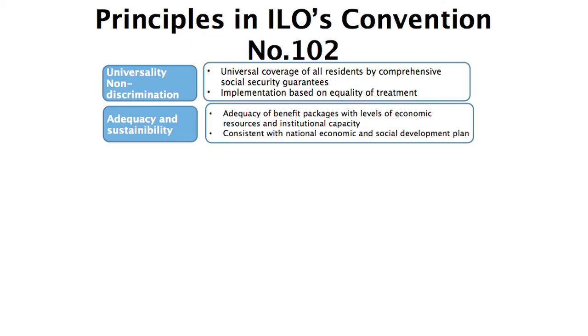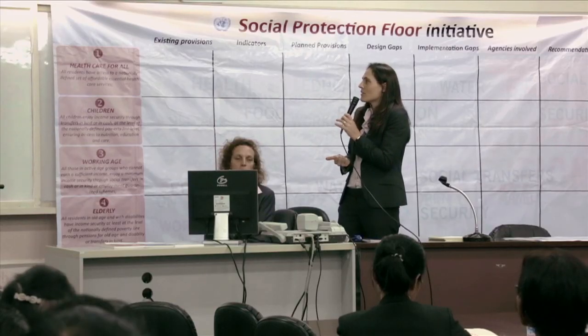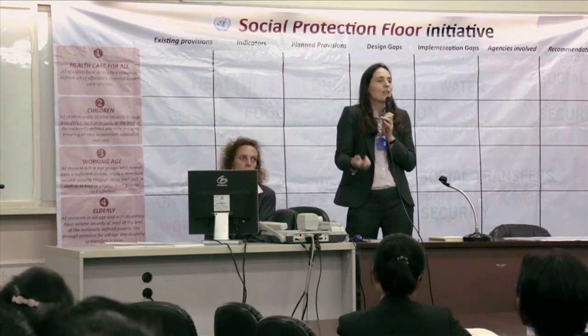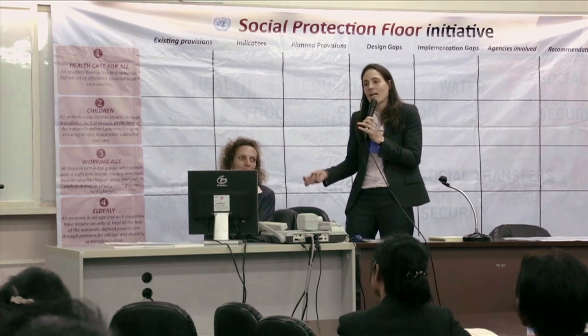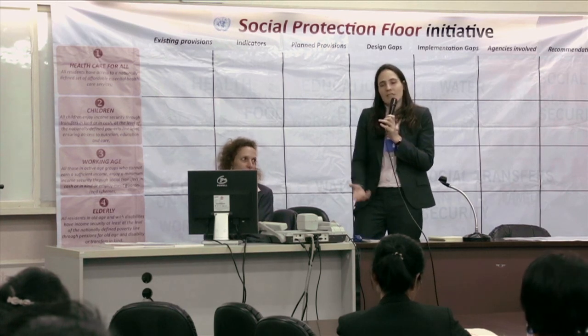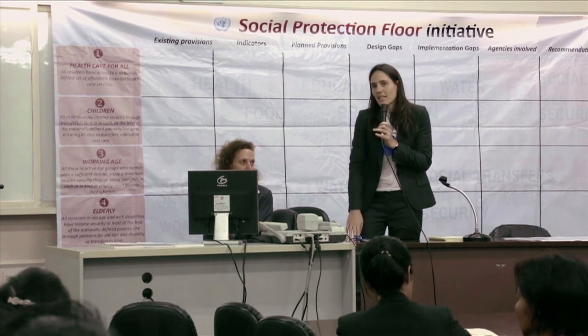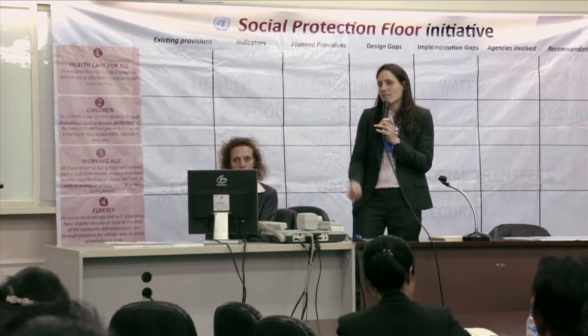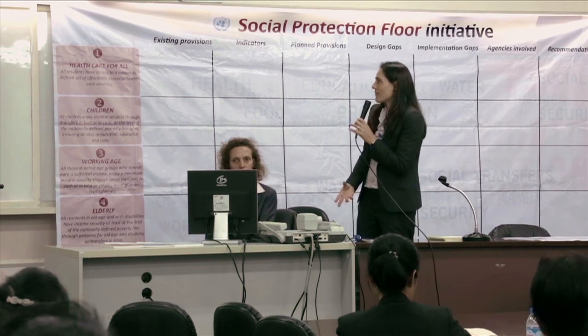The second one is adequacy and sustainability. Those schemes, with their benefit package, should be adequate, which means that they should be adapted to the level of economic and social development of the country, but also consistent with the broader national economic and social policy. It should not be developed ad hoc. It should be part of a national strategy. And it's also very important, at the time of designing the social security policy, to assess the institutional capacity, to make sure that you have the institution, the staff, and the capacity to implement these different schemes.